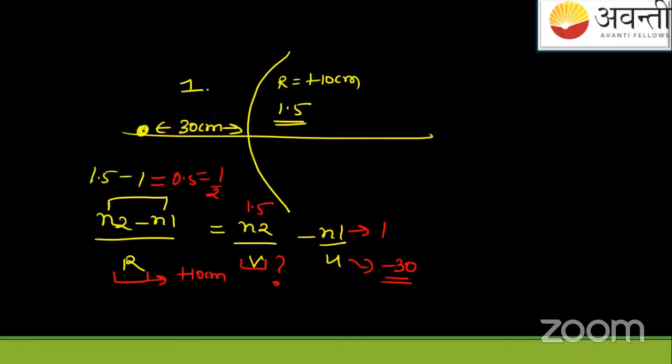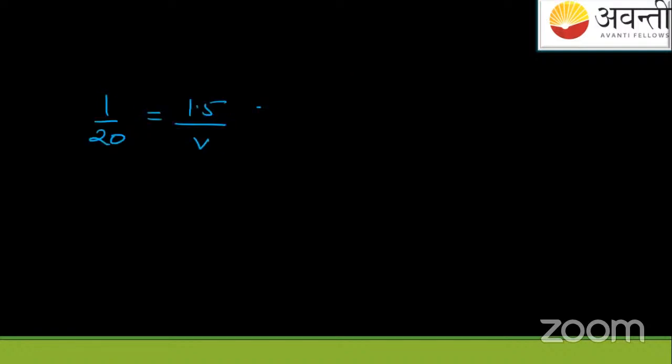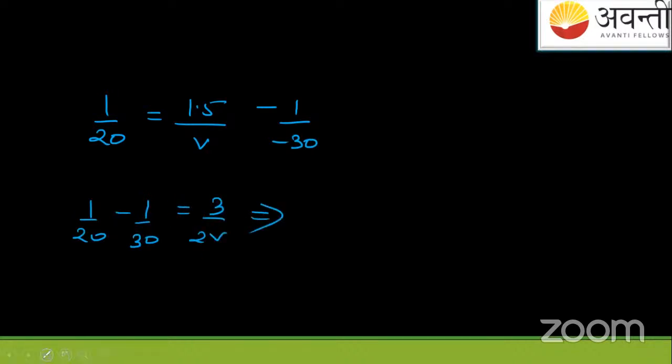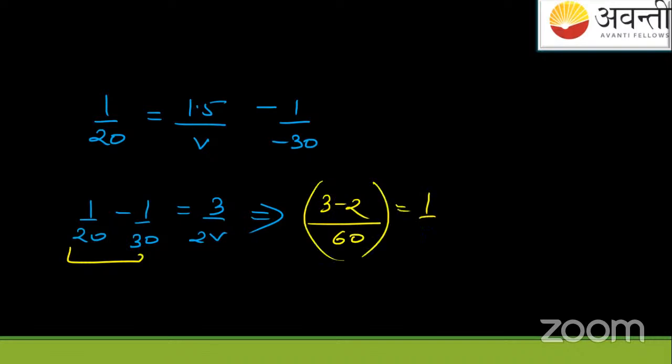N2 is what? 1.5 upon V. N1 is 1, okay? And U is minus 30. So this is 1 by 20, and if you solve it, this will be minus 1 by minus 30. This will be 3 by 2V. If you solve it, you will get the answer as 3 minus 2. Okay. So this will be 1 by 60, which equals 3 by 2V. So V is equal to 90, and yes, the final answer is 90 centimeters.